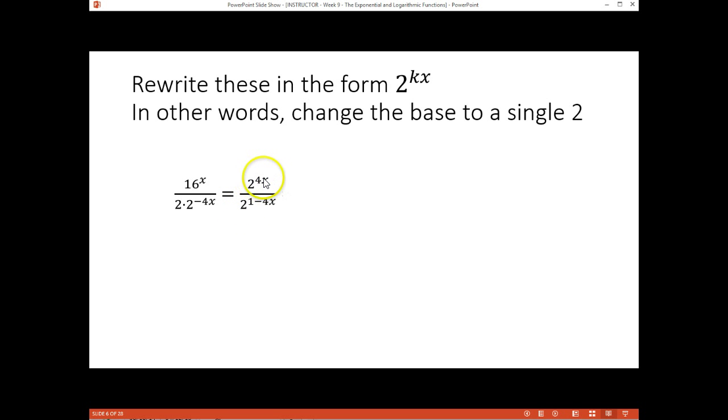So this is 2 to the 4x and 2 to the 1 minus 4x. I'm going to subtract exponents. I need to remember to distribute this minus into everything. So 4x minus 1 minus 4x. This becomes 4x minus 1 plus 4x, which is 2 to the 8x minus 1 power.